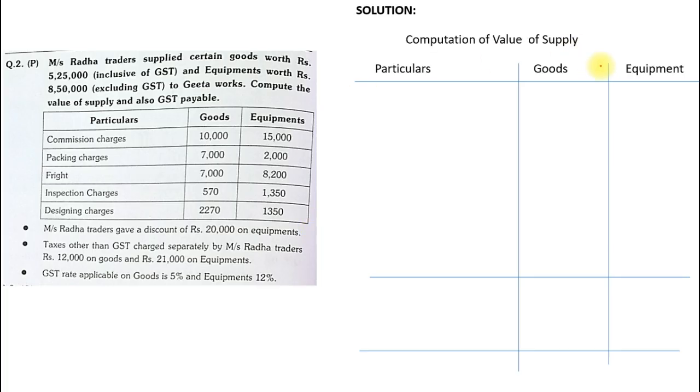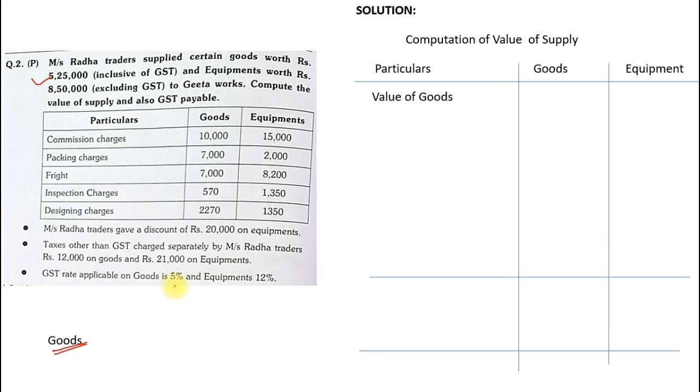Particulars, goods and equipment. Very first thing we will always note down is the value of goods. So I'll write value of goods. Now for goods, meaning value of goods and equipments. Again, in this case, the goods amount was 5,25,000, but it was inclusive of GST. If it is inclusive, we'll have to remove the GST out. So basically, this value includes GST. We'll have to remove the GST out. So look at this calculation. Okay, for goods, I'm doing the calculation here.